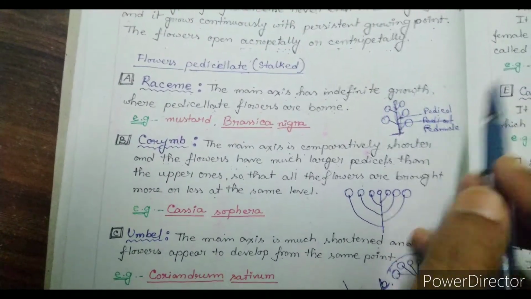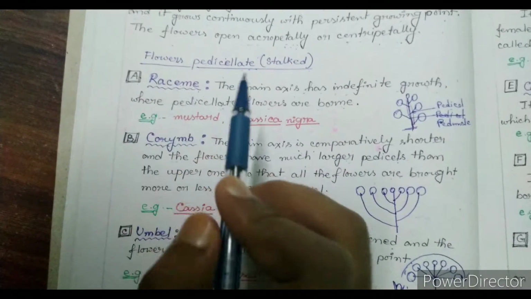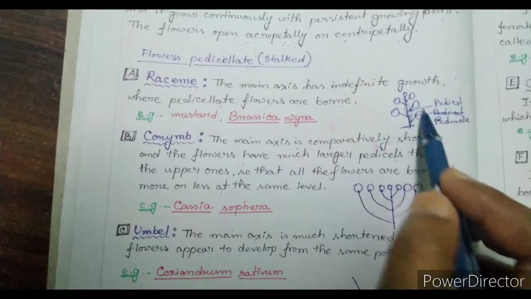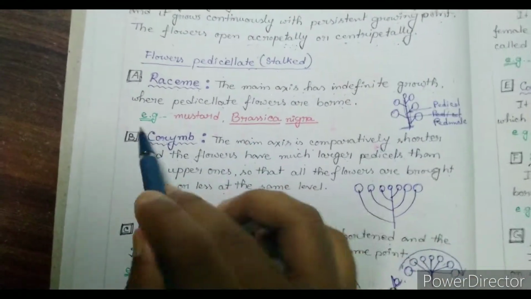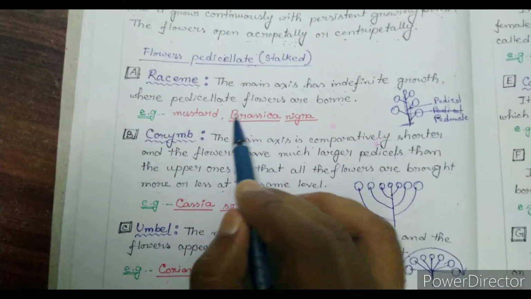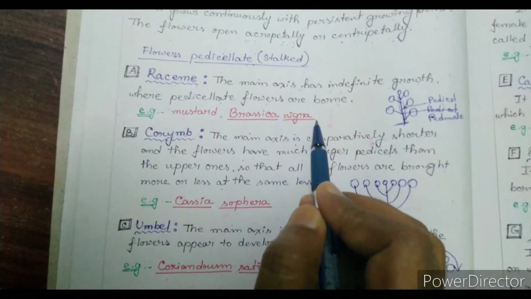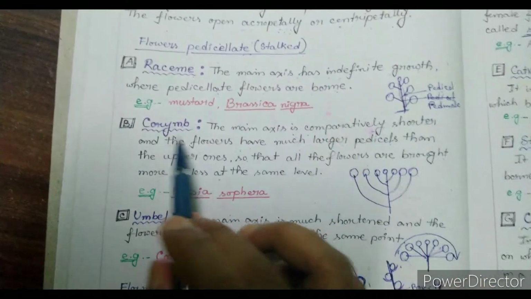So this type of arrangement is called raceme. An example where we find this is mustard, Brassica nigra. Next we discuss corymb.